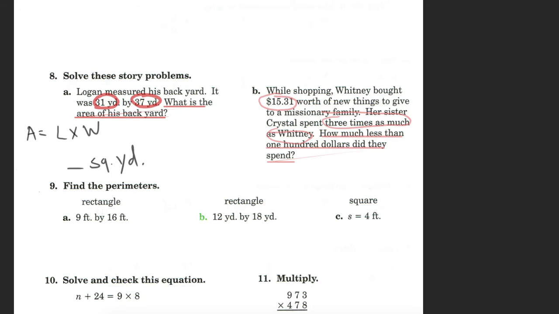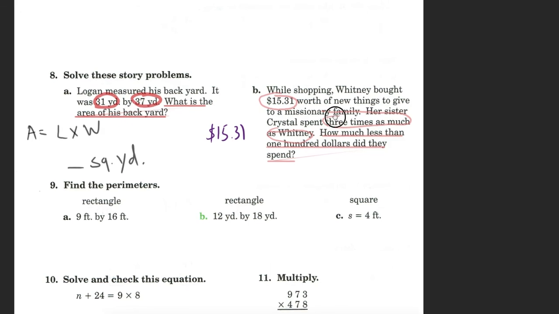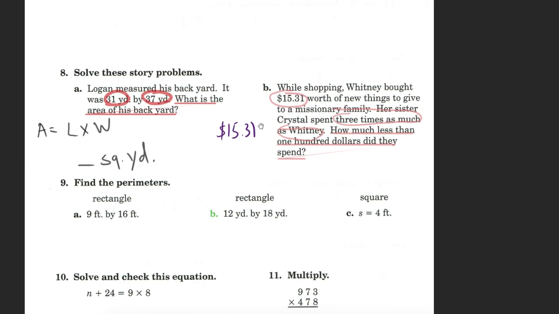All right, so while shopping, Whitney bought $15.31 worth of new stuff for a missionary family, and her sister spent 3 times as much. So first you gotta figure out, okay, Whitney spent this much. Crystal spent 3 times as much as Whitney. So this would be 3 times $15.31, right? How much less than 100 did they spend?